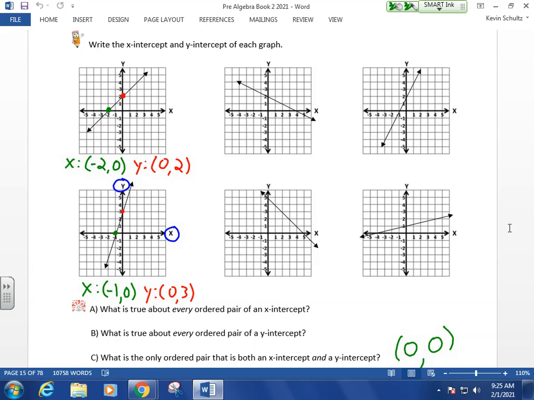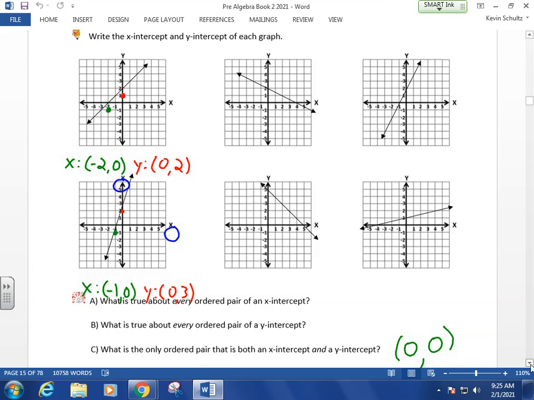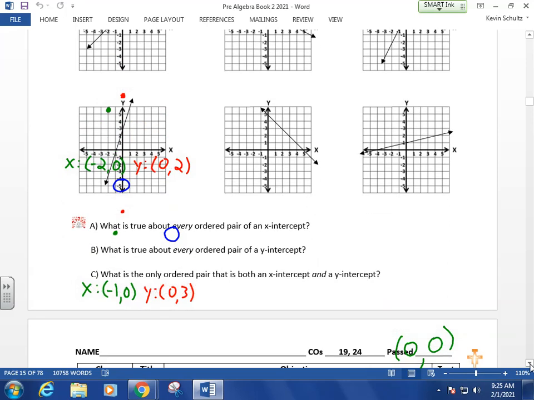Okay, so you've got 4 more to do on your own, just writing the point. Where's it cross the x-axis? Where's it cross the y-axis? And then letters A and B down below. What is true about every ordered pair of an x-intercept, and what is true about every ordered pair of a y-intercept? And I believe that closes the page. Yes, it does.